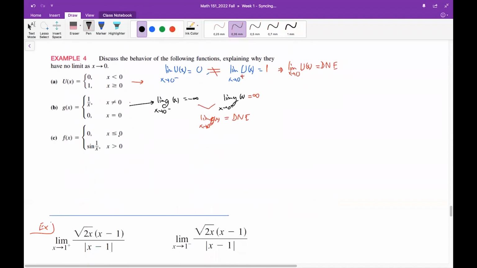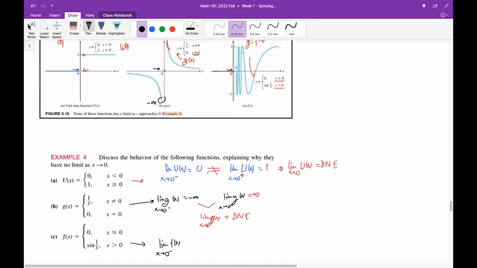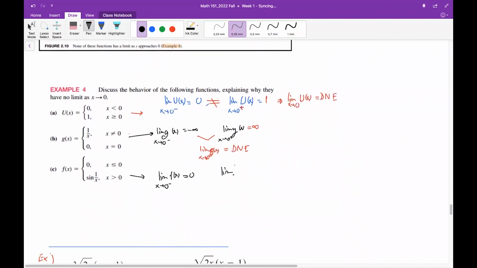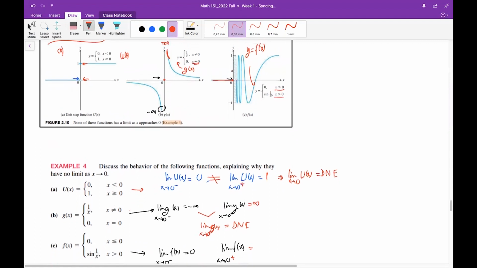Okay, let me write this down. So for this function, the limit of f of x as x goes to 0 from left. From left, it is easy. You see all the values are 0. But if you want to look at the limit of this function from right, then you will see also from the picture that it oscillates too much to have a limit. The values of the function oscillate between +1 and -1 so fast that there is no finite unique number that it approaches when you approach from right, okay?